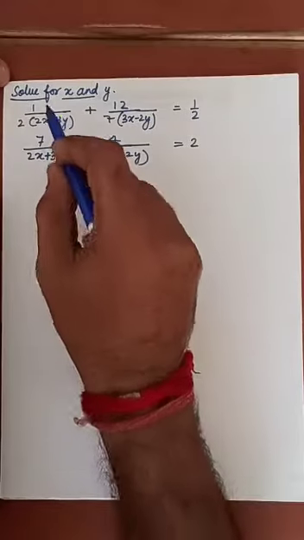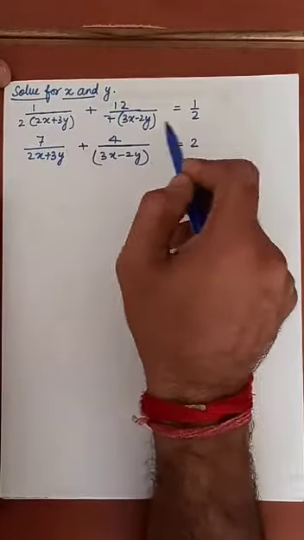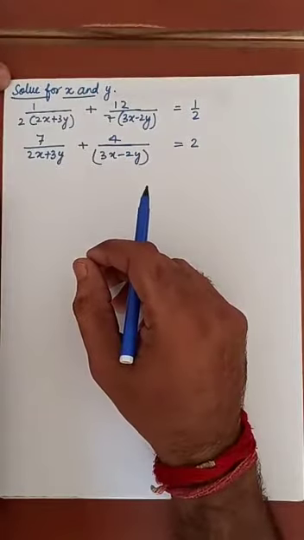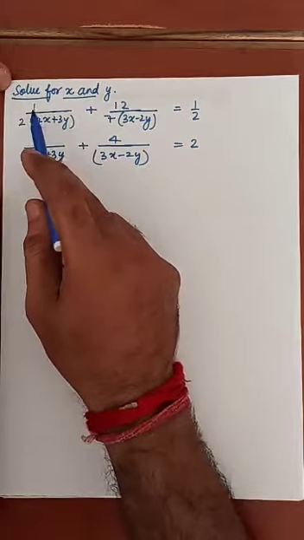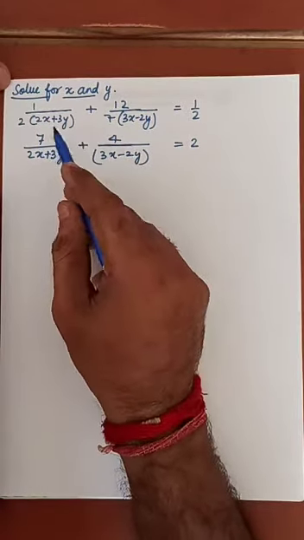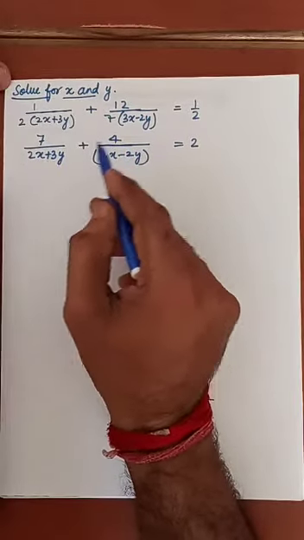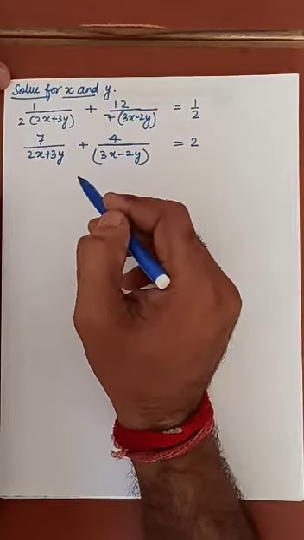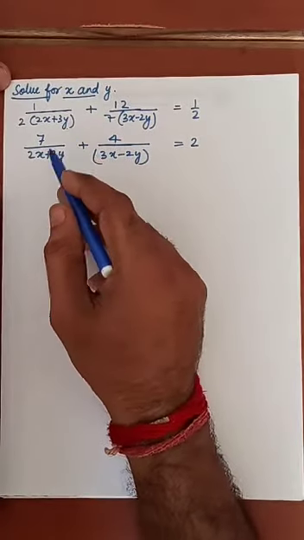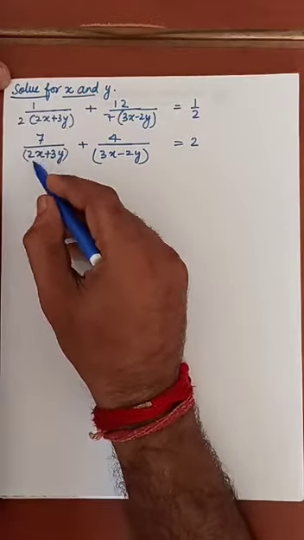Question as it is given, solve for x and y. Again we have linear equations, so we have to find the value of the unknown variables x and y by using the elimination method. As we are looking over here, the variables are used in the denominator form. Whenever we use the variables in the denominator form, we can consider another variable for the given variables.